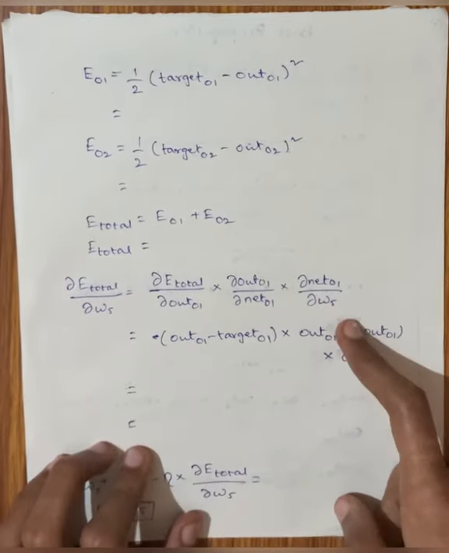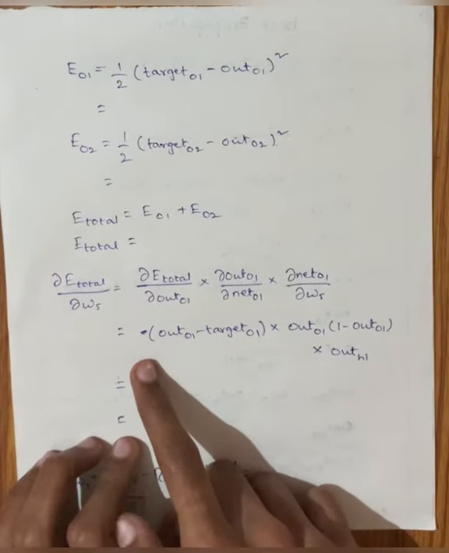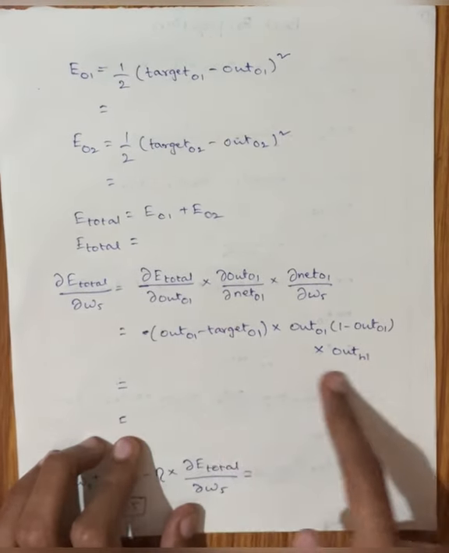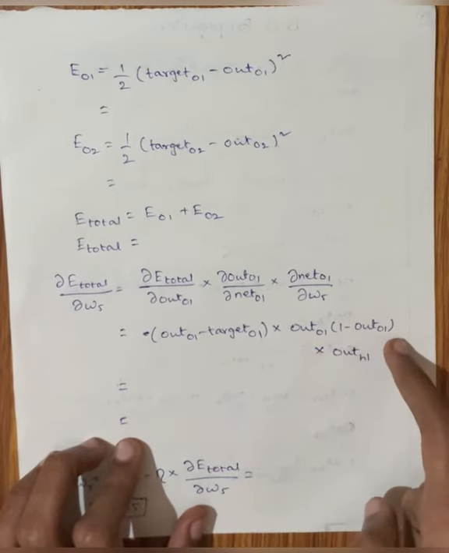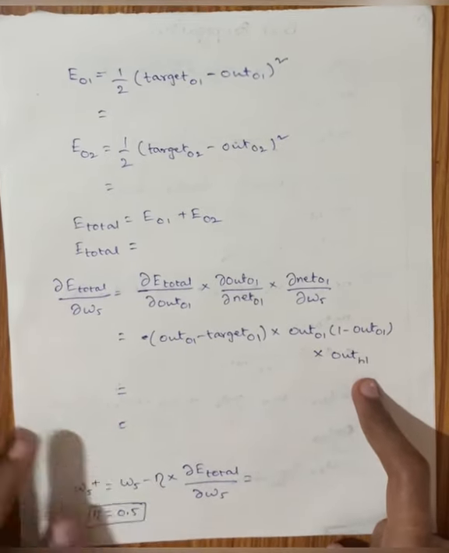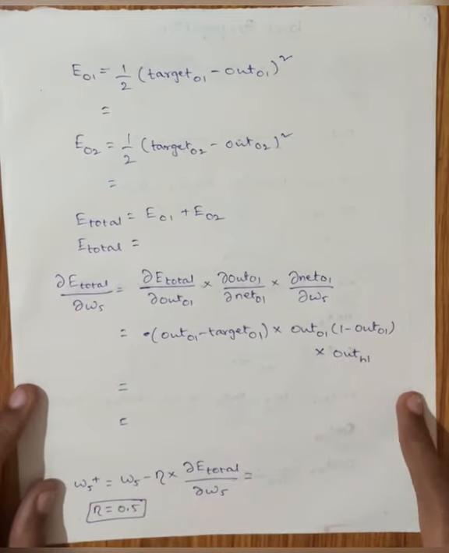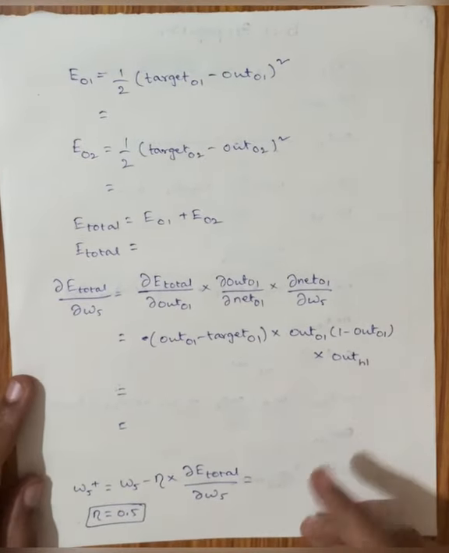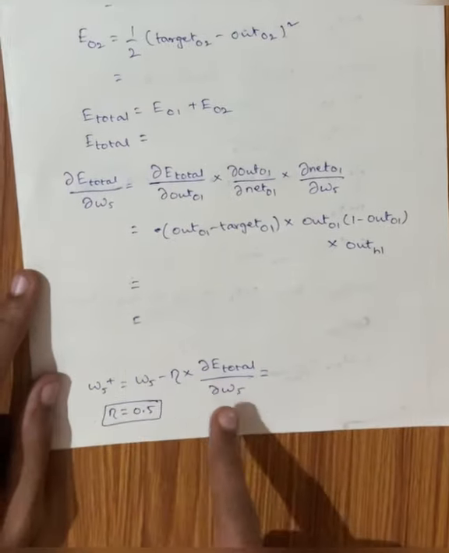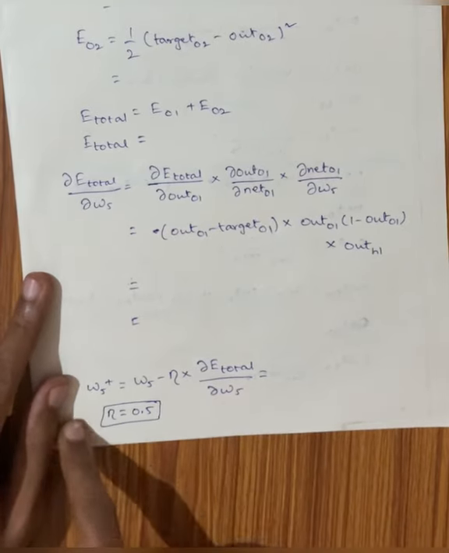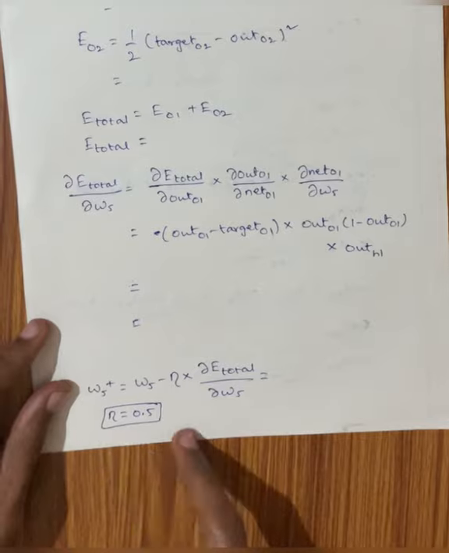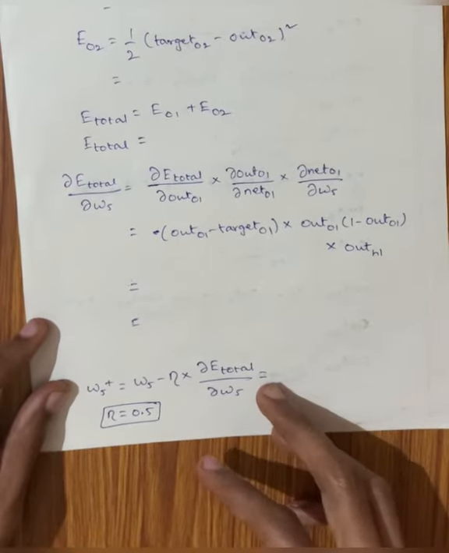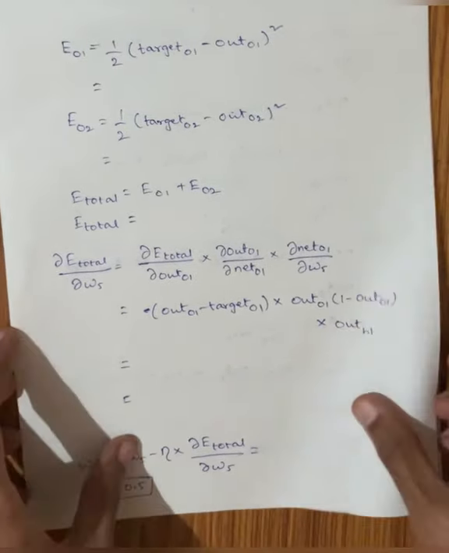The simplified way of this entire procedure is shown here: out O1 minus target O1, into out O1, into 1 minus out O1, into out H1. So here you can see the formula. You can take notes. Finally, after getting dou E total by dou W5, we will substitute in this equation. Initially we will take the eta value as 0.5 for each and every sum.